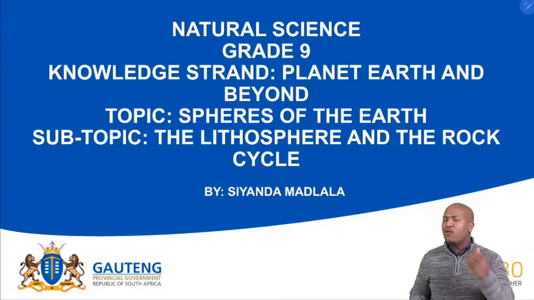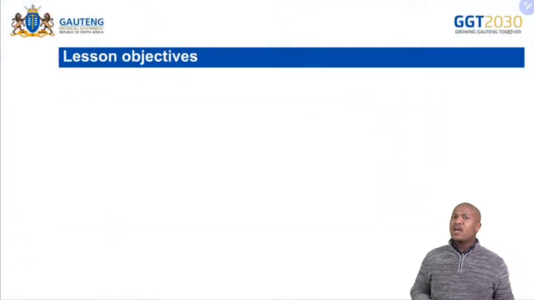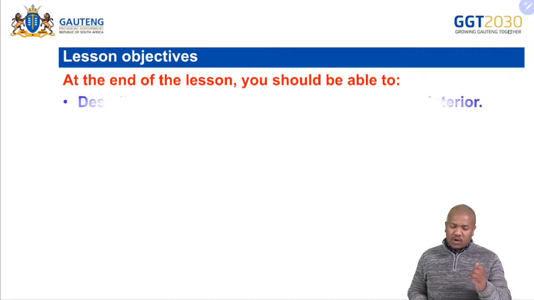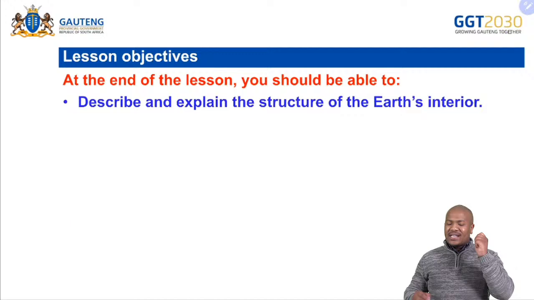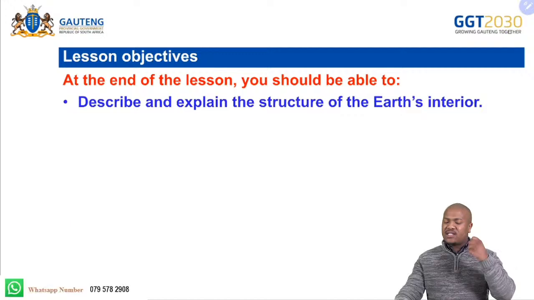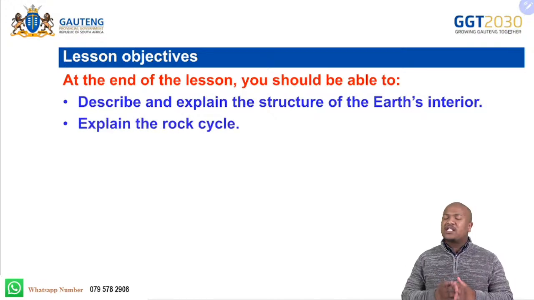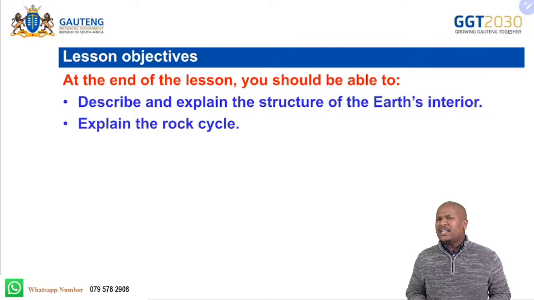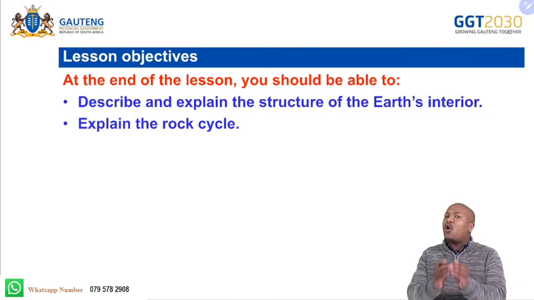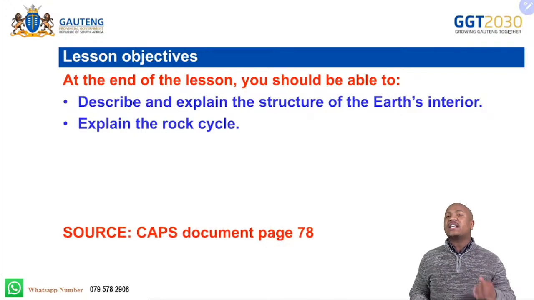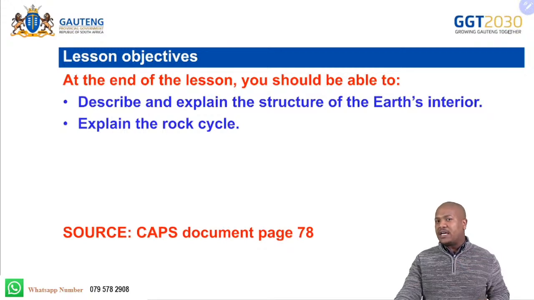Before we move on, let's look at what we need to achieve by the end of this lesson. By the end of this lesson, you should be able to describe and explain the structure of the Earth's interior. Secondly, you should be able to explain the rock cycle. That's all that you need to do for today's lesson, so focus deeply on these two lesson objectives. All this information is found in the CAPS document on page 78.